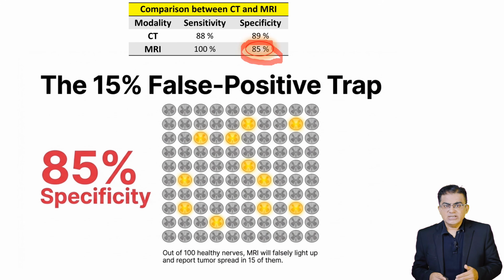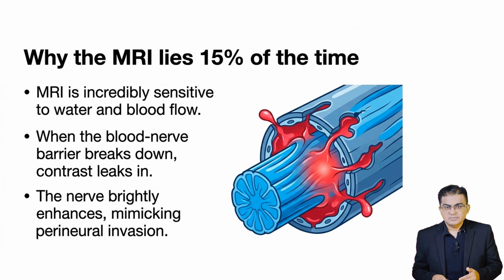Why does the MRI lie to us 15% of the time? Because MRI is incredibly sensitive to water and blood flow. When the blood-nerve barrier breaks down for any reason, IV contrast leaks in and the nerve enhances. So MRI overestimates perineural invasion in 15% of cases. Which are those situations where MRI overestimates PNI?